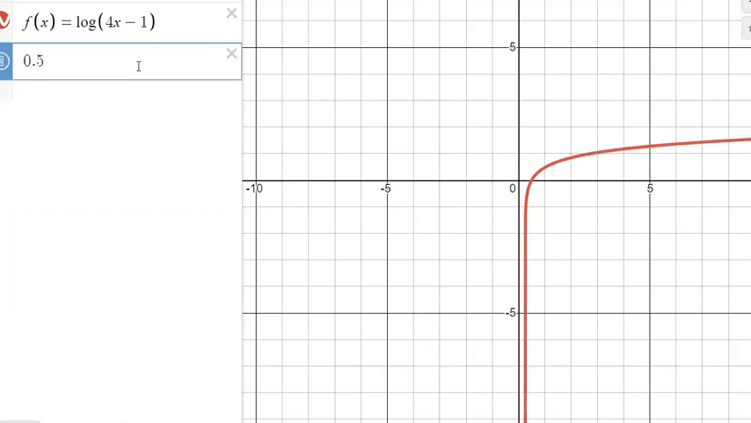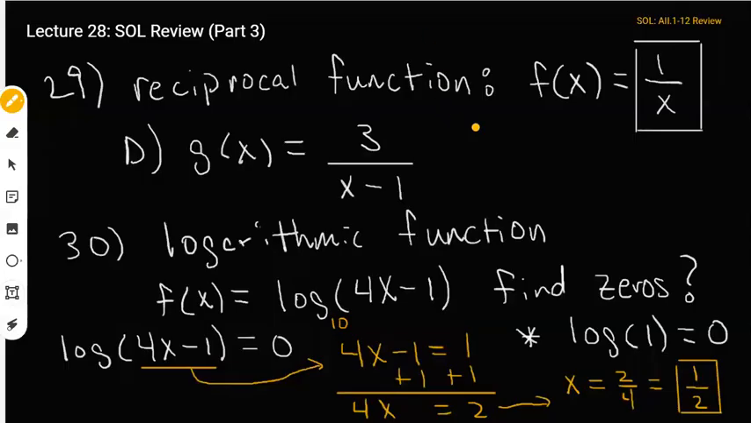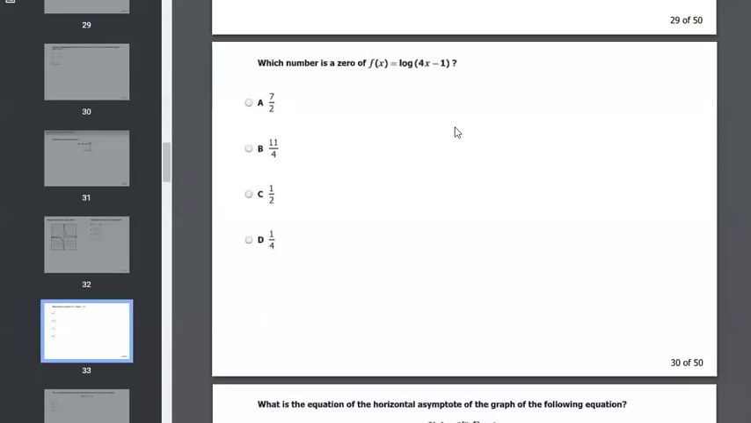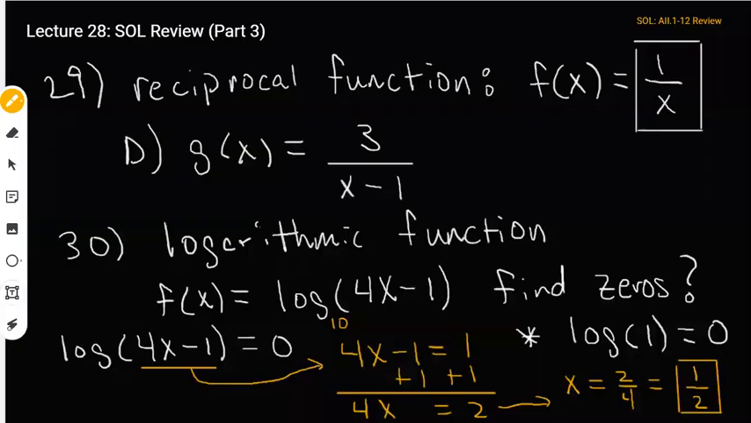What is 0.5? I could type that in right here. And if I change it to a fraction by clicking this button, I get 1/2. So that's another way you can check your answer. And you know that your x value has to be 1/2 for this to work. So what was that? 30. So the answer is C, 1/2.